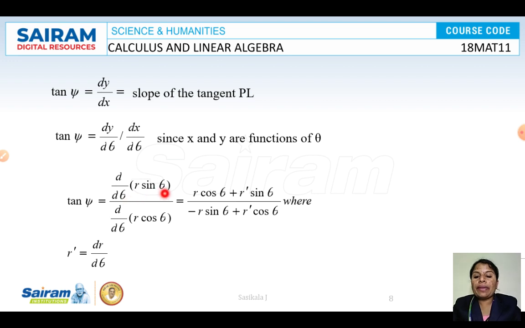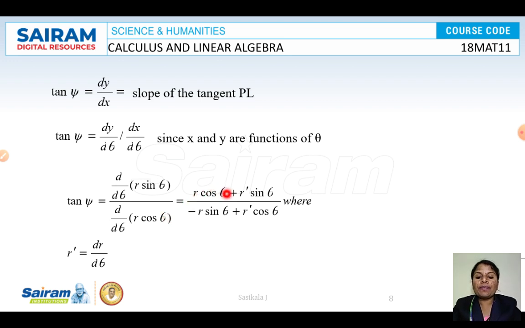Theta is your independent variable, r is your dependent variable, isn't it? So you're supposed to use the product rule. So r into sin theta differentiation will be r cos theta, plus sin theta into the differentiation of r, which is r dash. r dash is nothing but dr by d theta. The denominator also is a product: r into cos theta will be minus r sin theta, plus cos theta into r dash.